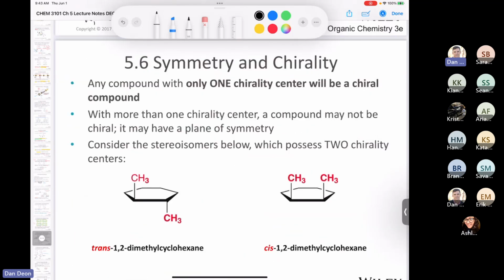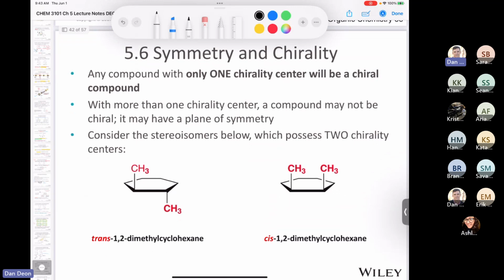So now we're going to get into symmetry and chirality. By the way, this is a topic that can get so deep. In fact, the whole stereochemistry thing can be a very, very deep topic, but we're just learning the basics of it in this class.